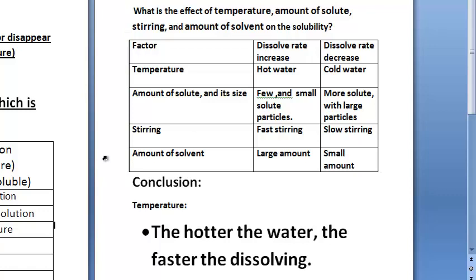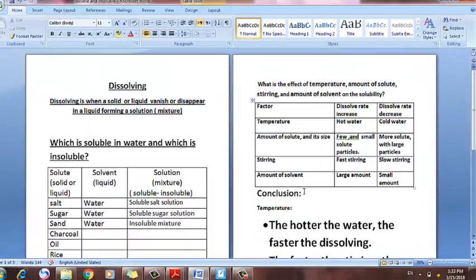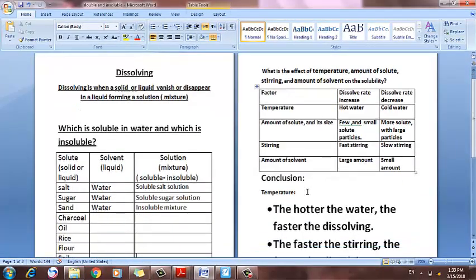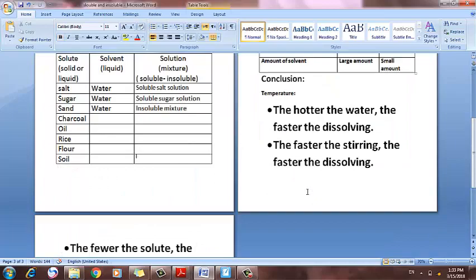Another factor is stirring. The faster the stirring, as we stir our solute fast in the solvent, the dissolving will become faster. So our conclusion is going to be: the faster the stirring, the faster the dissolving.